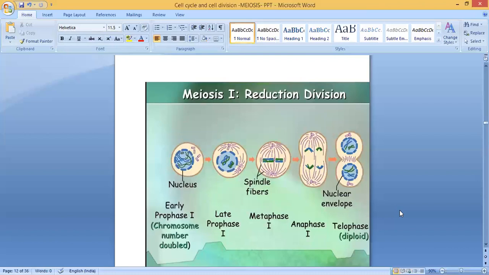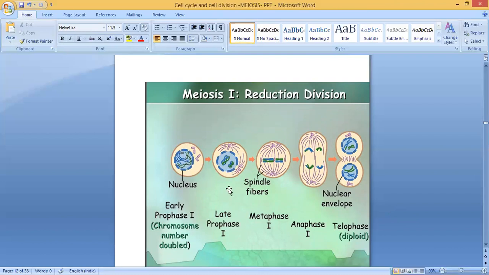Meiosis 1, reduction division. We already told the same thing. In meiosis 1, you can see here this is a nucleus, the nuclear envelope. Inside that, there are chromatin fibers, chromosomes. So this is called early prophase 1, the chromosome number doubled. Here, this chromosome number will become double. You can see there is one pair. It will pair or it will become double.